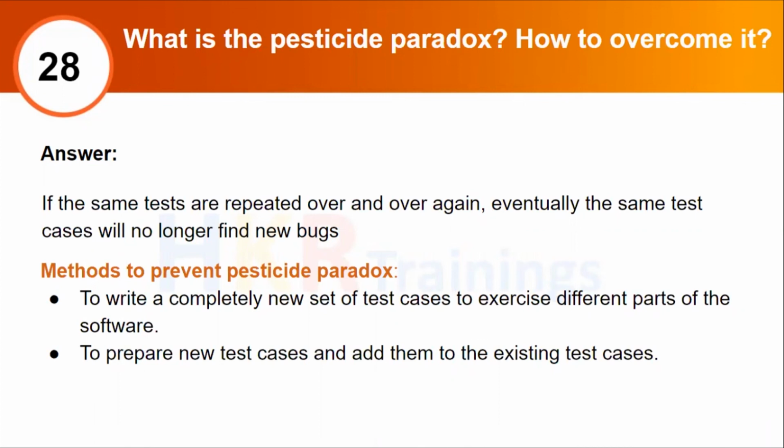To prevent this pesticide paradox, we usually need to write a set of test cases, and give the status regularly, whether it is completed or not. We need to maintain the start date and the status of the test case. If we use this format, we will be able to find out whether the test case is completed or not, so that we can avoid repeating the same test cases again and again, which is nothing but wasting our time.